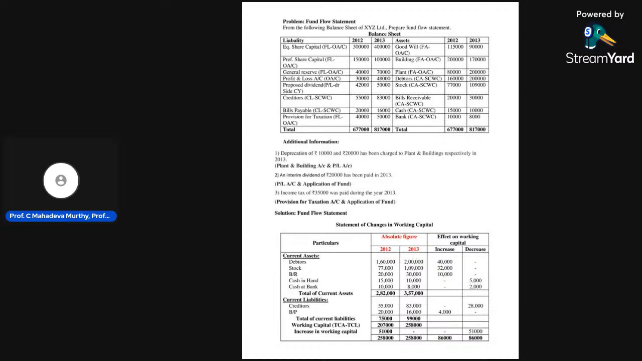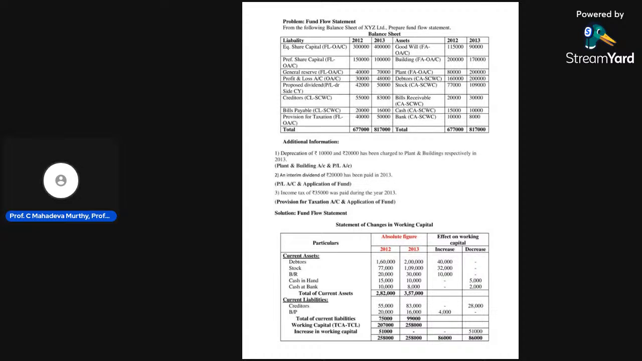Additional information is also there. Depreciation, that is plant and machinery account and P&L account. Twofold effects here also. Then interim dividend of rupees 20,000 has been paid in 2013, P&L account and application of funds. Then income tax of rupees 35,000 was paid during the year 2013. These also, provision for taxation, add that provision for taxation, and application of funds, we need to consider. Yes, these are the hints to solve the problems.